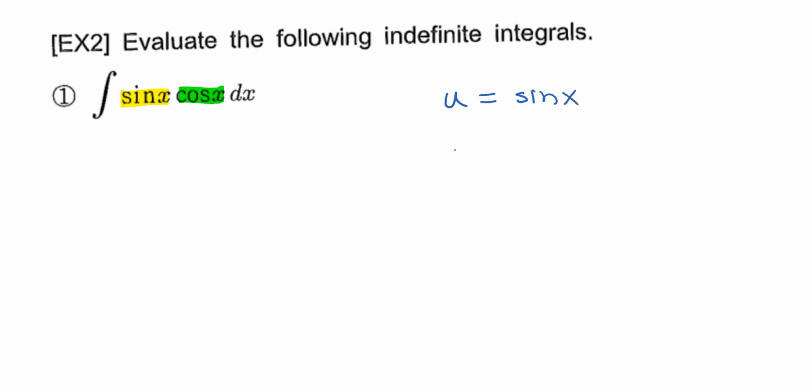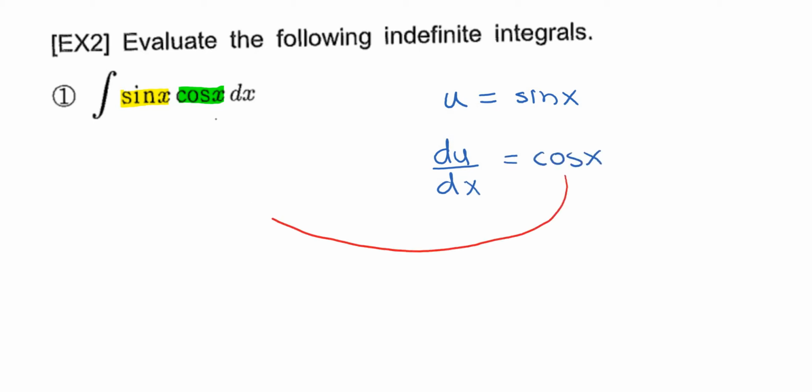One of the ways you can check whether you picked the right expression for your u variable is by just taking the derivative. So what is the derivative of sine x? Well, the derivative of sine x is going to be cos x. Once you take your derivative, if you see your derivative somewhere in the original problem, that's a good indicator that you picked the right expression for the u variable here.